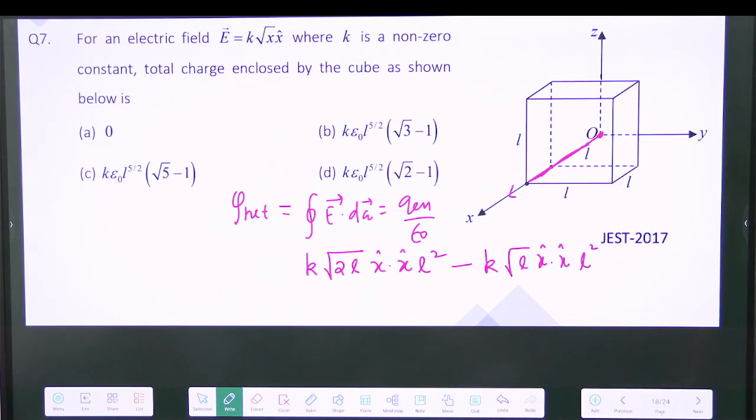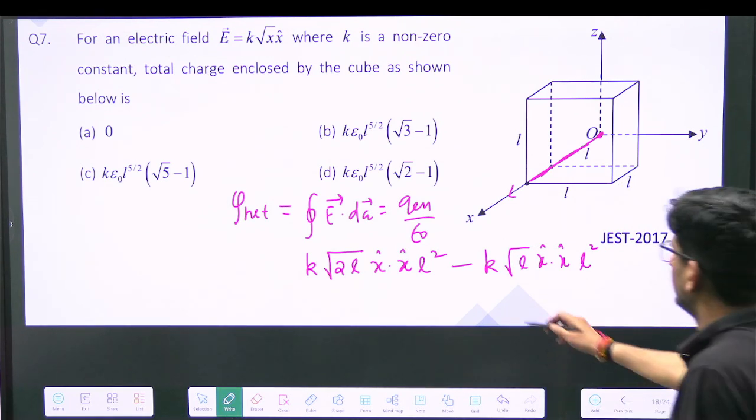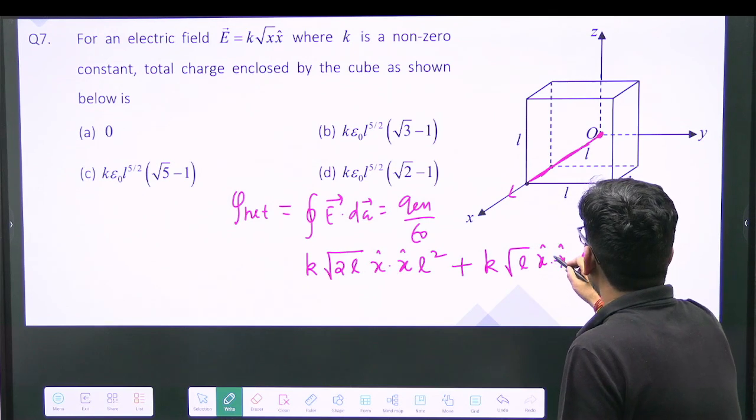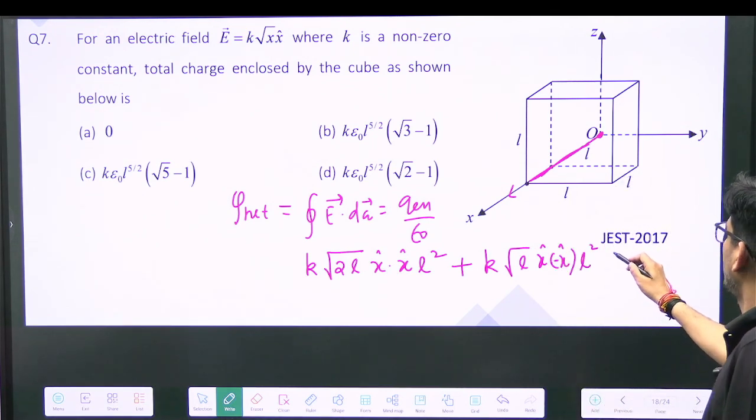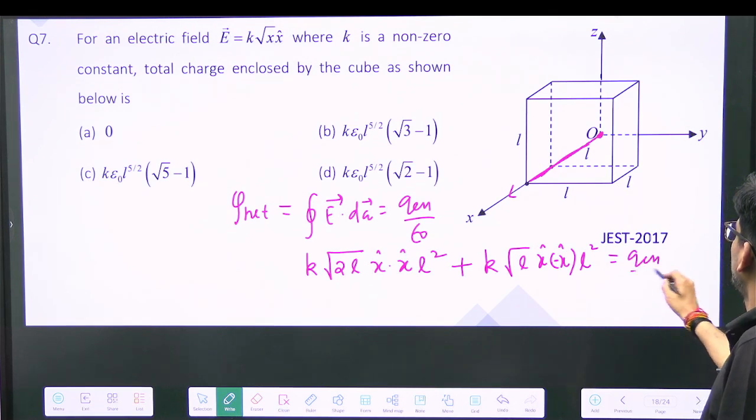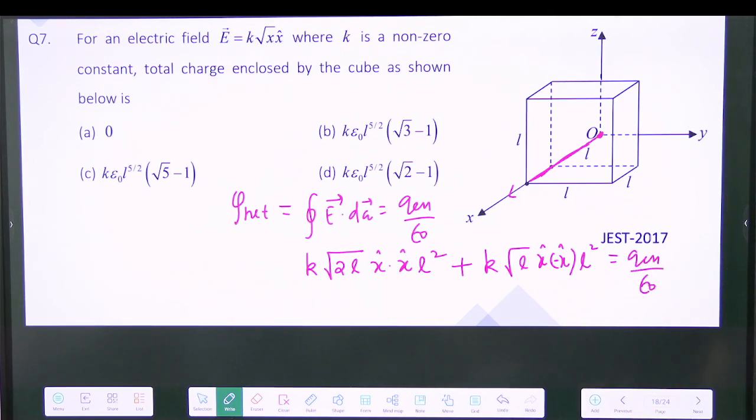I have taken care of that. The minus I have already taken. If you don't want the minus here, then you should put minus x cap here. This is equal to Q enclosed over epsilon naught.